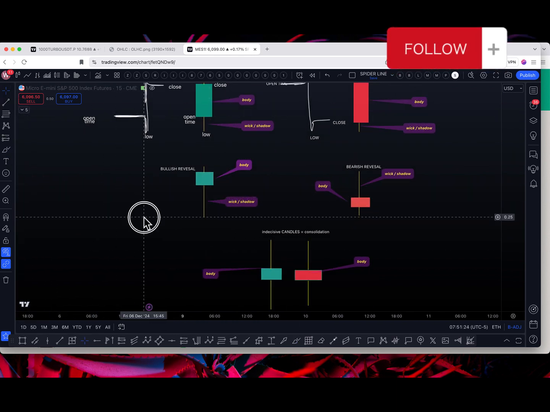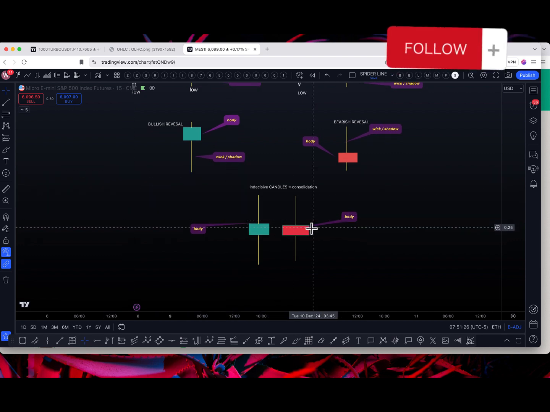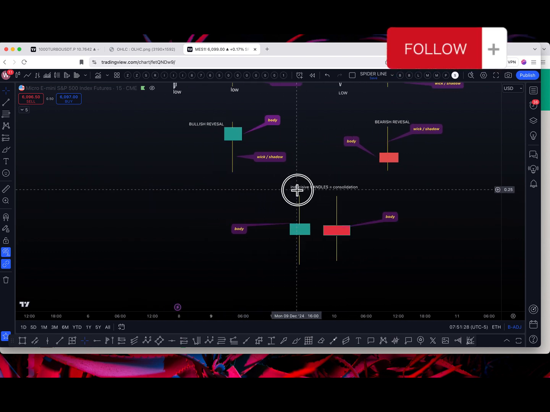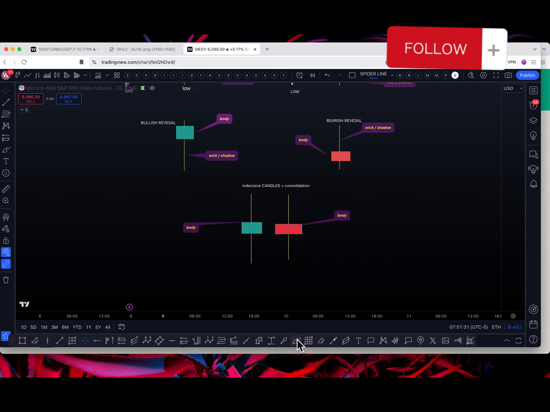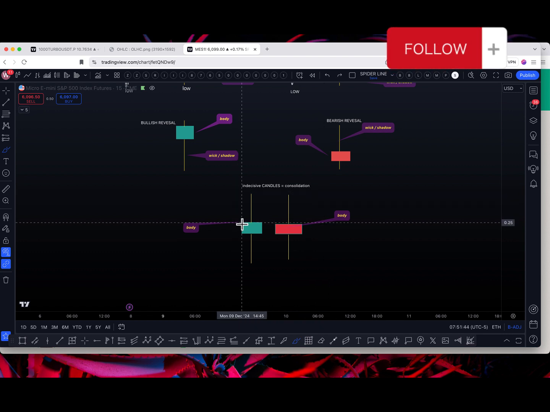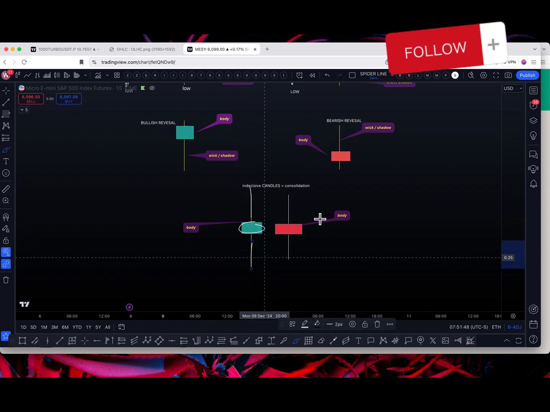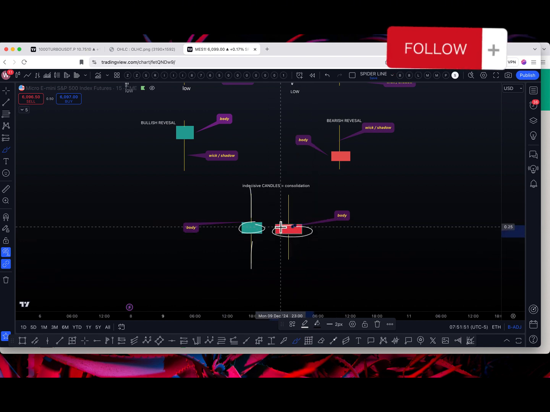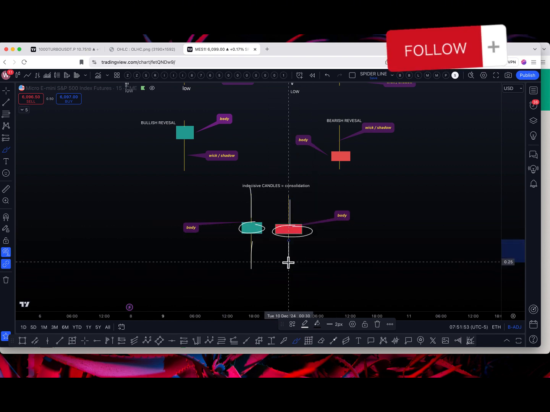So the other type of candle that we also have is indecisive candles. Indecisive candles are candles that are more of a consolidation, just like the name says. The market is not ready, or the price is not ready to decide which direction it wants to go. So they always have a small body and big wicks on both sides. Small body, big wicks on both sides. That's what an indecisive candle is.